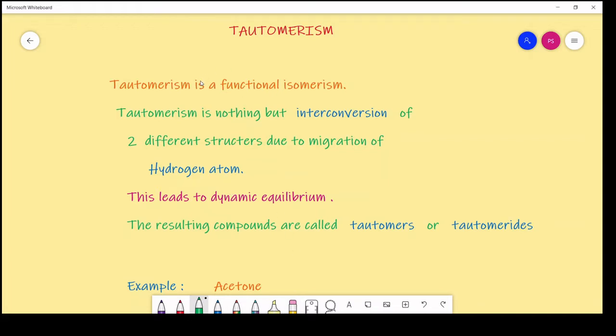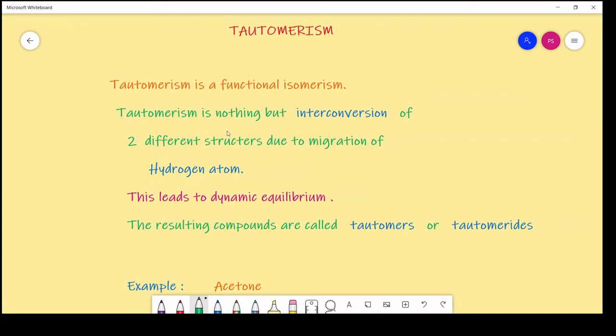Tautomerism is a functional isomerism. Functional isomerism means the molecular formula of the compound is the same, but the compounds have different functional groups. Tautomerism is nothing but interconversion of two different structures due to migration of a hydrogen atom.